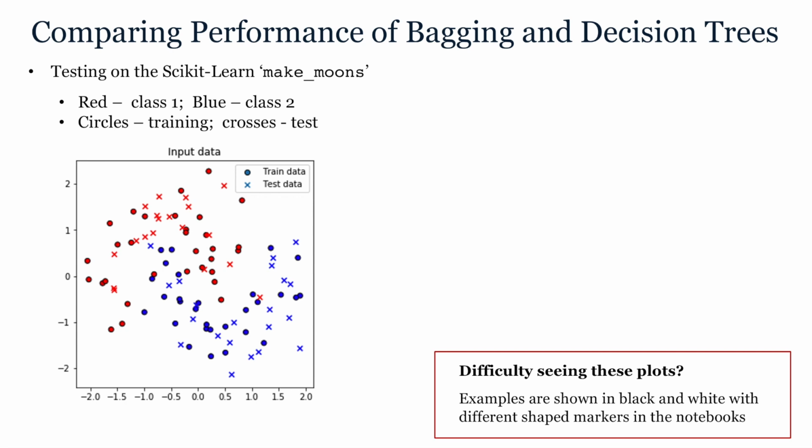We're going to test on the scikit-learn make-moons dataset, a simulated dataset which is non-linearly separable. Here we have two classes, red and blue, where the distribution of the data points in the classes are shaped as crescents with intersection, which makes them difficult to separate. And we've separated out these datasets into training examples, which are closed circles, and test examples, which are shown by crosses.